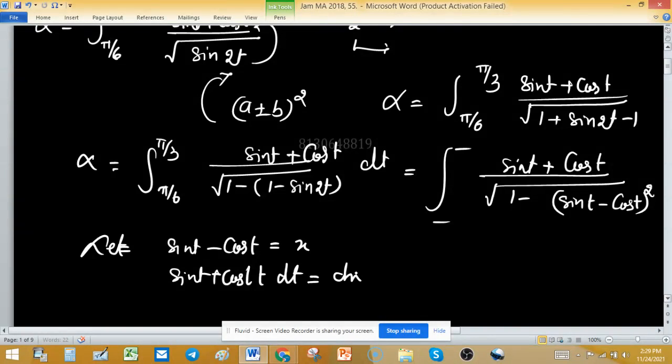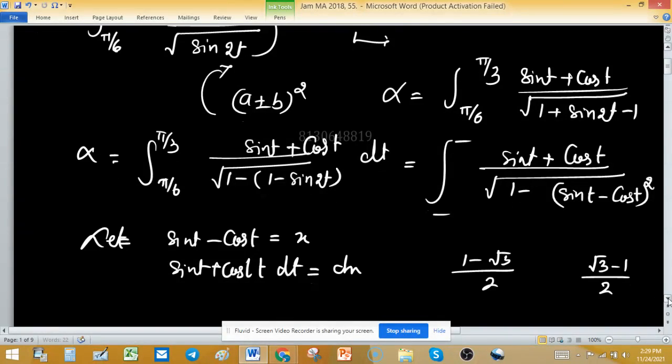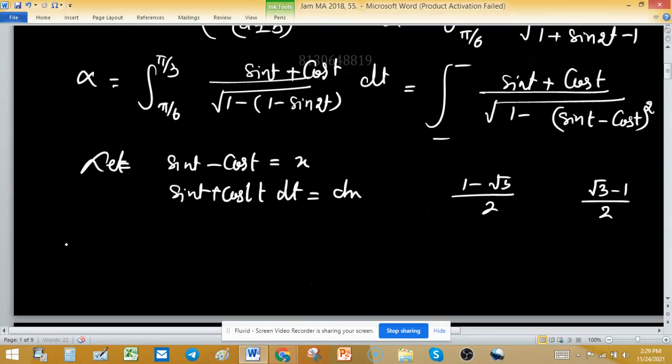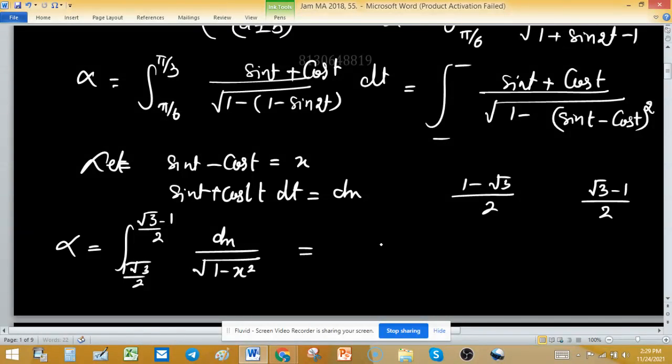then (sin t plus cos t) dt equals dx, and the new limits will be: lower limit (1 minus root 3) divided by 2, and upper limit (root 3 minus 1) divided by 2. So use these substitutions to evaluate alpha. The lower limit is (1 minus root 3) by 2, and the upper limit is (root 3 minus 1) upon 2, and this is dx upon the square root of 1 minus x square, which is nothing but sin inverse x, between the lower and upper limits.